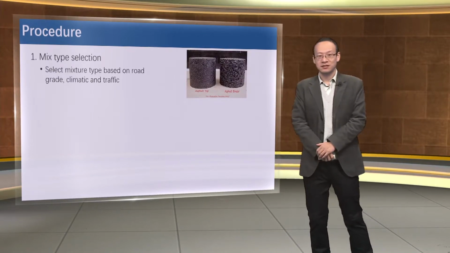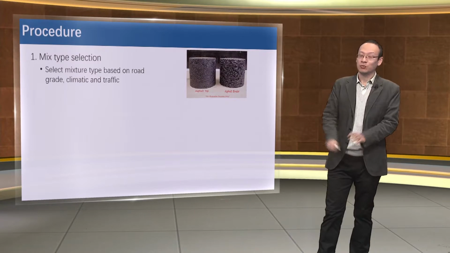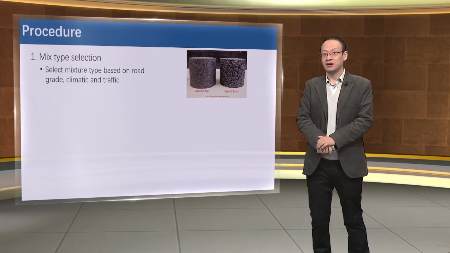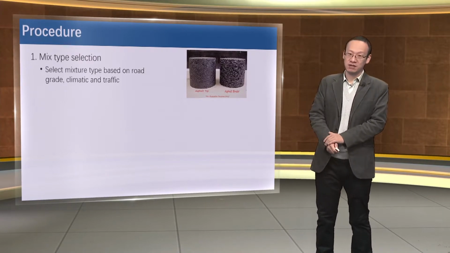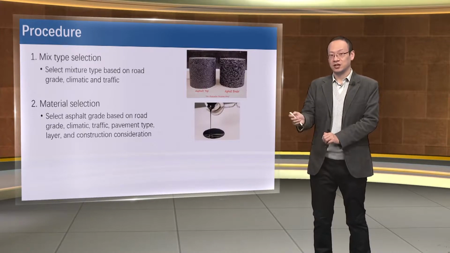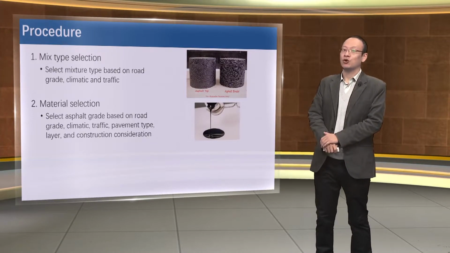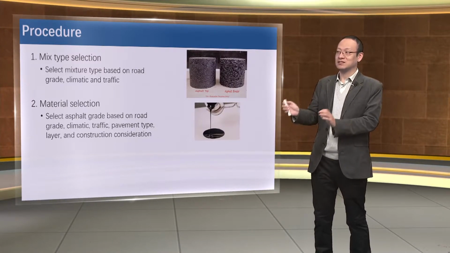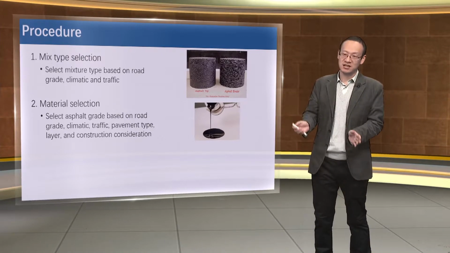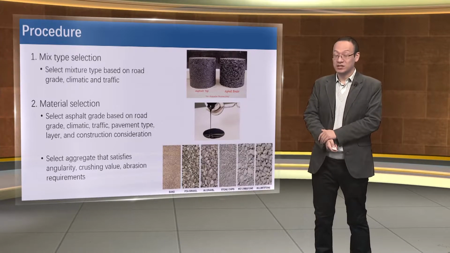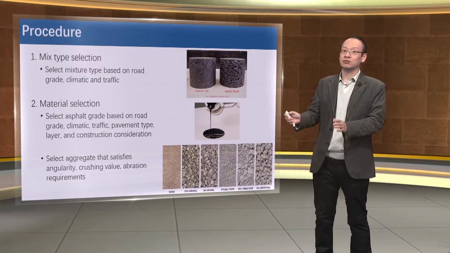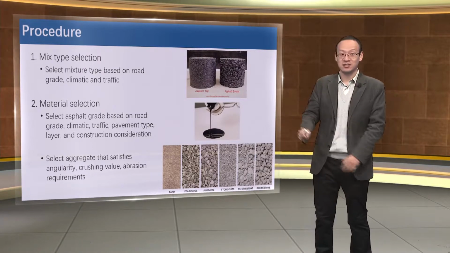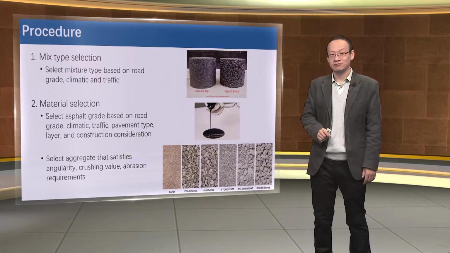So first step, mixture type selection. We have to select proper asphalt mixture type according to the road grade, the layer of the pavement, climate, and traffic. Second step is material selection. Firstly, we select proper asphalt. We select proper asphalt grade based on climate, road grade, truck pavement type, etc. Then we select quality aggregates according to some mechanical and physical properties of those aggregates, like angularity, crushing value, abrasion requirements.